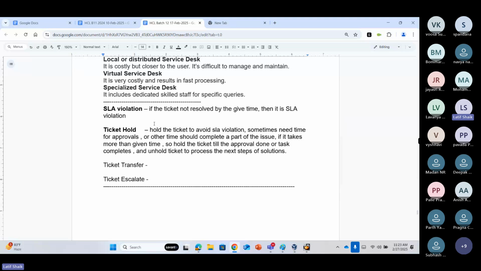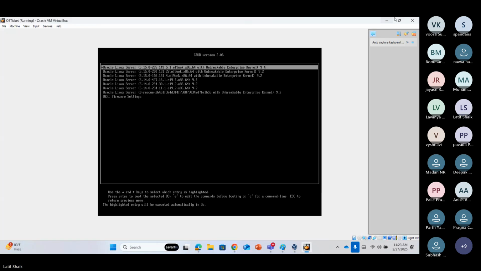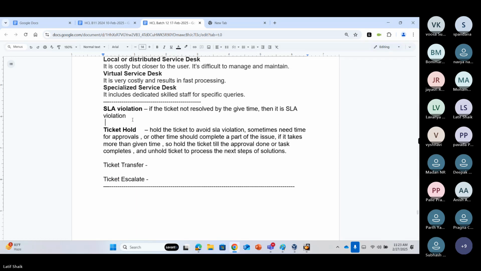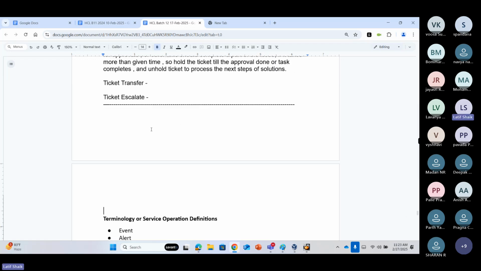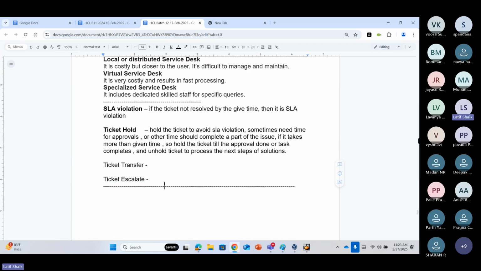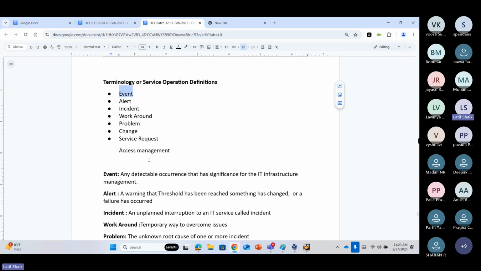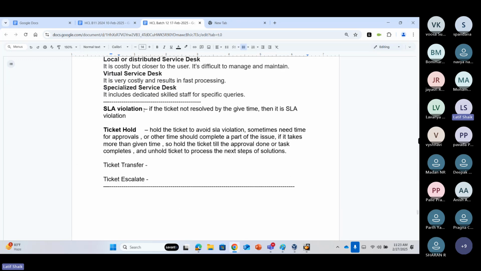Guys, understand? So these are the different types of service desk. Yes, sir. I will just tell you these four things, and we'll take a small 5-minute break. Then we'll go on to discuss these things.